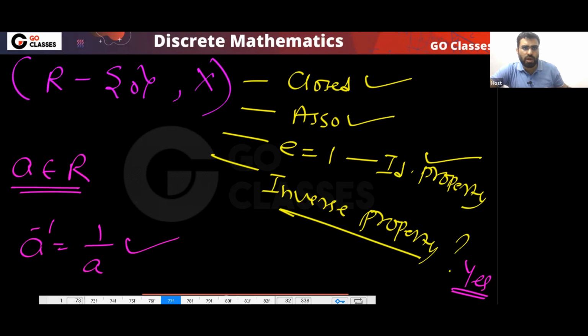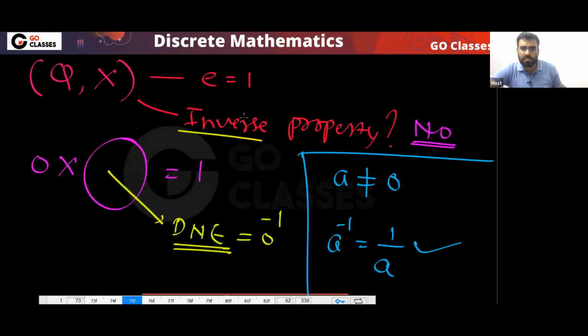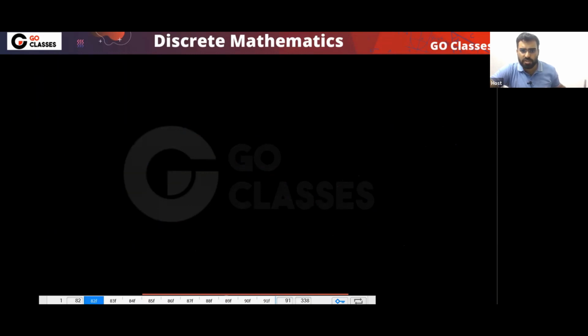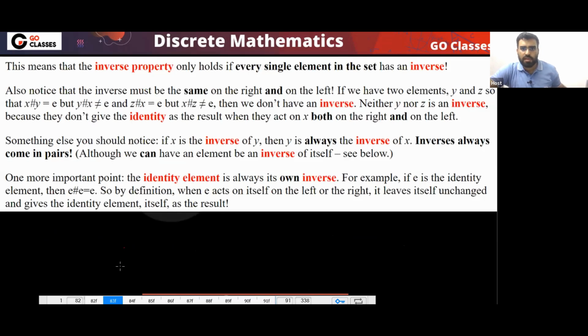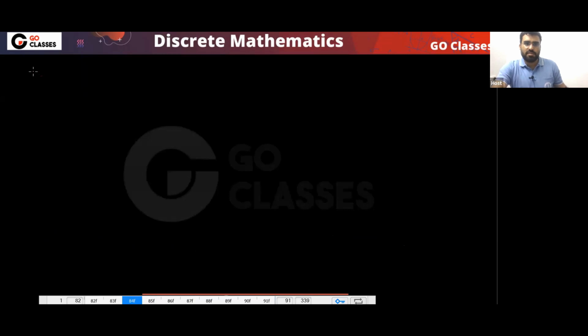Same thing you can do if you have rational numbers. There is no problem. For the rational numbers also, the same will happen. Just remove 0. Q is the set of rational numbers. For subtraction, there is no identity element, so there is no inverse property. So that's the idea. Now tell me a few interesting things about this inverse.